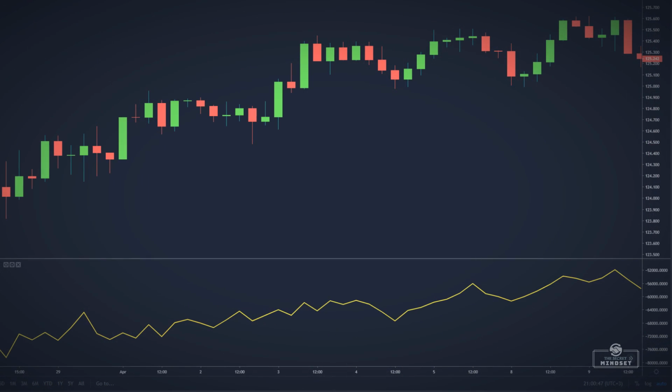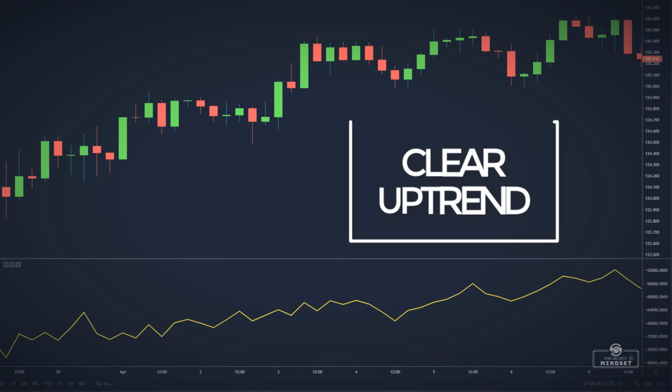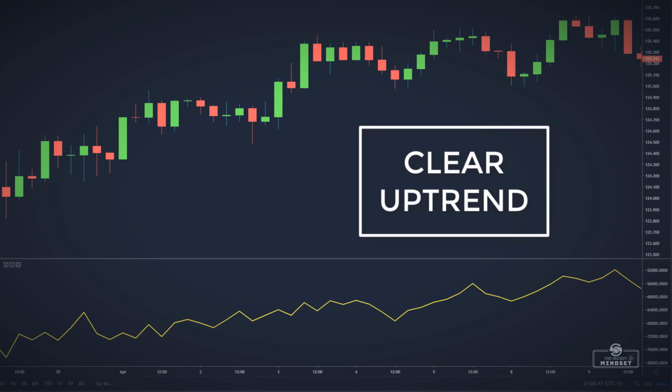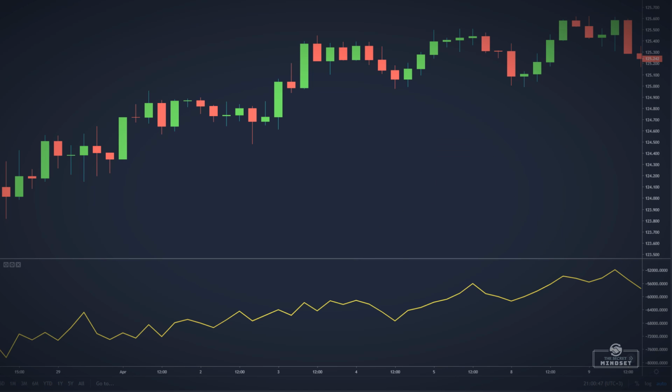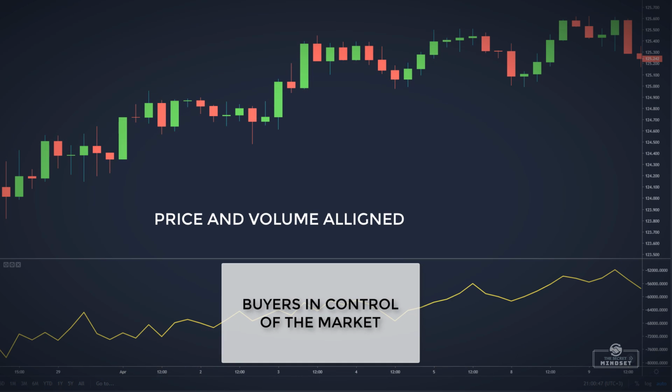First, let's analyze the patterns during an uptrend. The first pattern is when the price is making higher highs and higher lows, and the OBV direction is upward. This indicates a clear and strong uptrend. When you see this on your charts, it means that the price and volume are aligned and that the buyers are in complete control of the market, as you can observe on this chart.